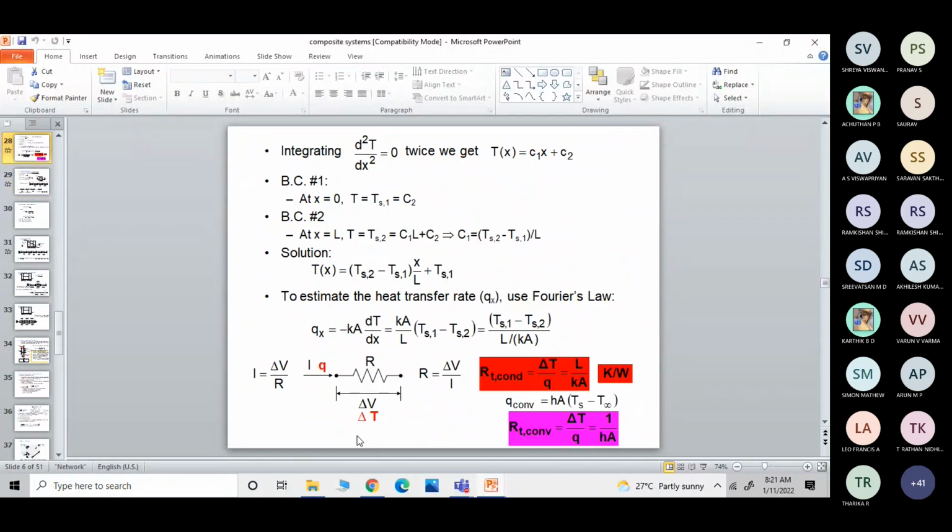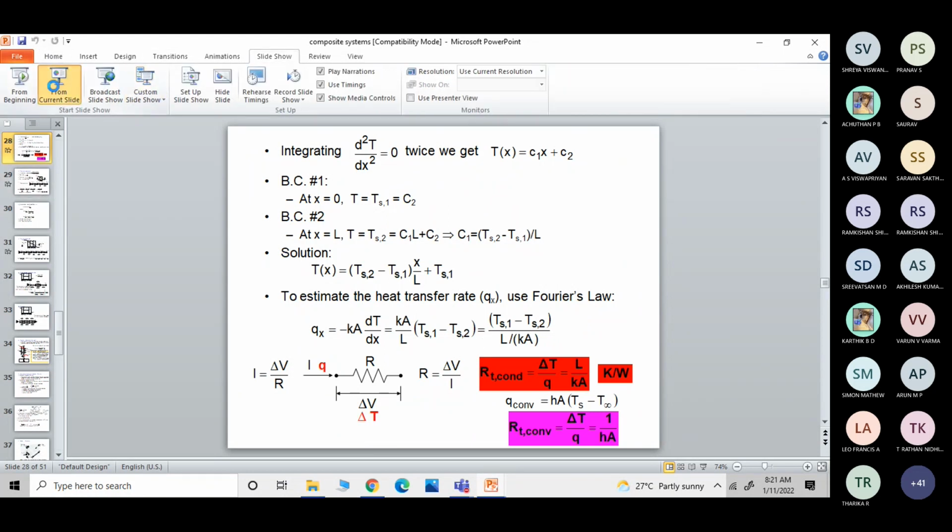Am I correct? We have derived this T1 minus T2 divided by L by Ka. All of you are able to see this? Yes, sir.